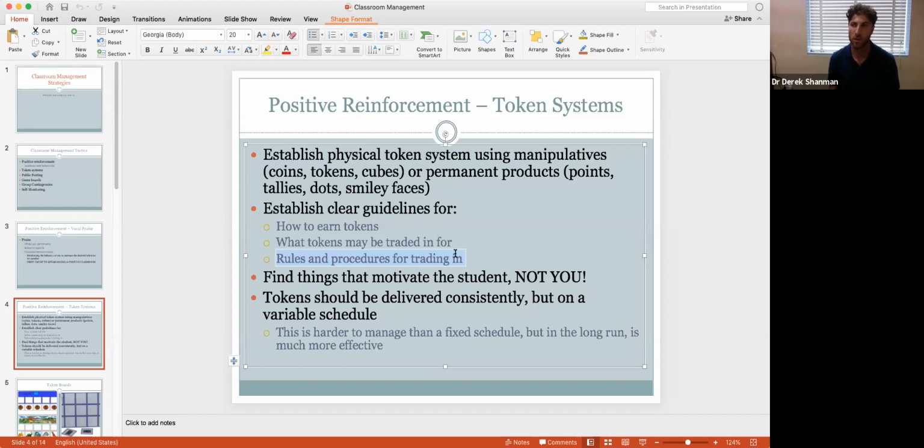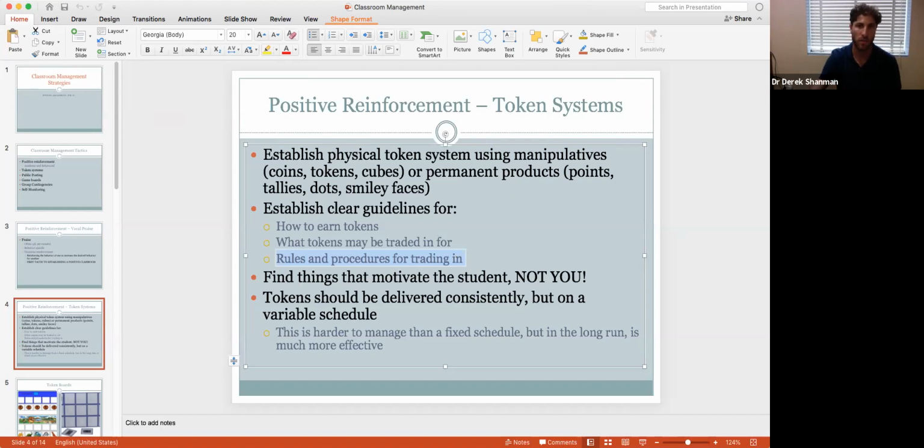Make sure that you are delivering your tokens with consistency, but not for every single response, all right? Or every fifth response or every 10 minutes or anything like that. You want to create a system where every response, everything that your child does has the possibility of reinforcement, but doesn't necessarily garner that reinforcement.